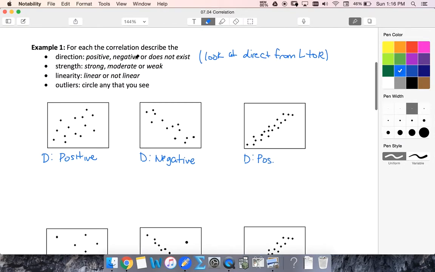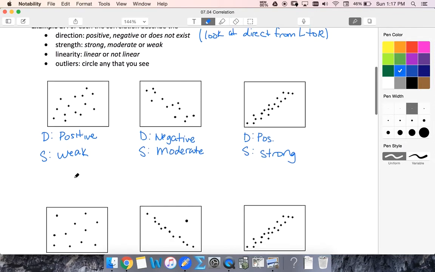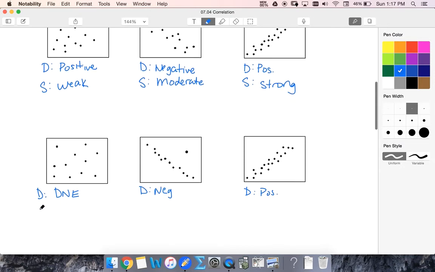All right, strength. So how strong, moderate, or weak is the connection? Here, this is pretty weak. These points are not close to each other at all. So the strength of this one I would say is weak. This one, the points are sort of close to each other, so moderate. Here our points are really close to each other, so this is strong. This one, we said there's no relationship, so it's very weak.